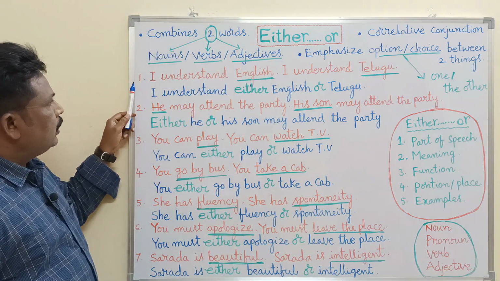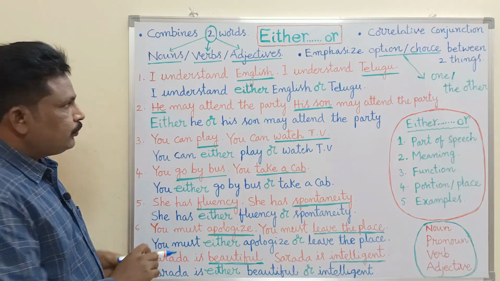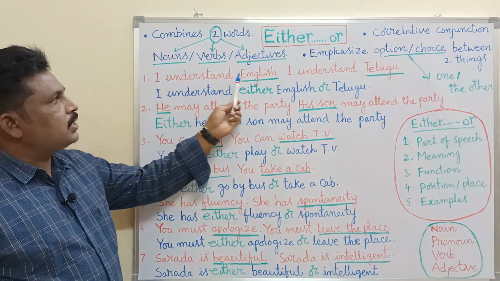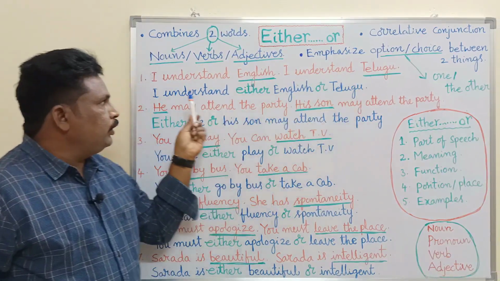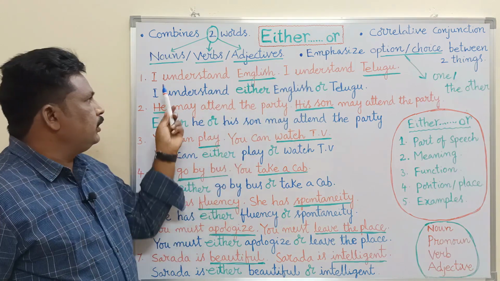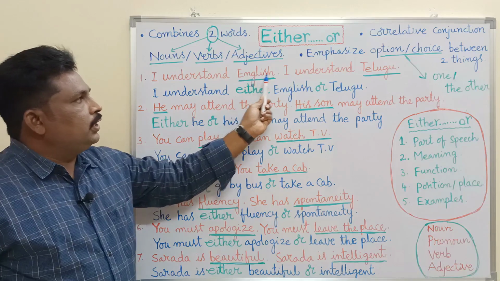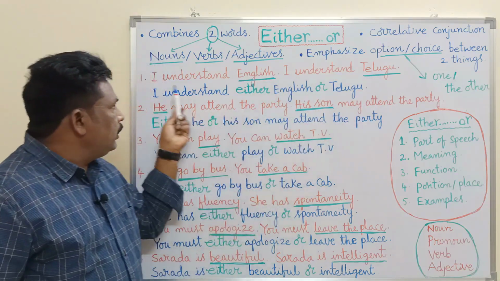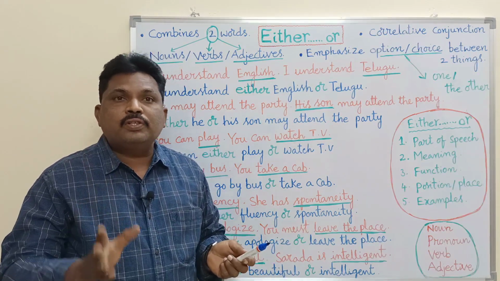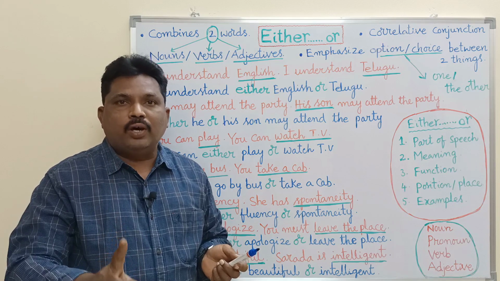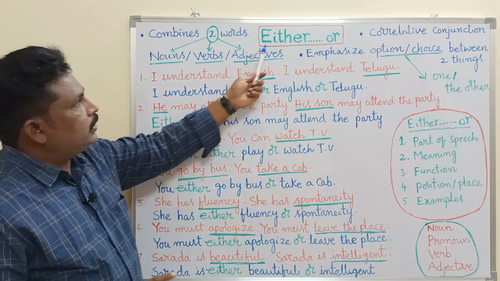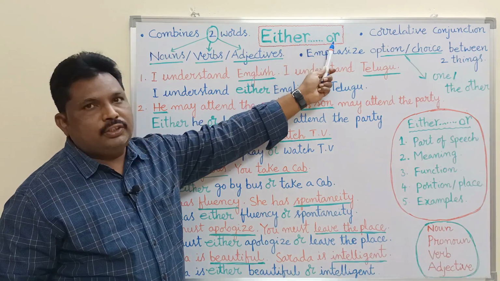First example: I understand English. Full stop. I understand Telugu. We have two sentences. When you observe these two sentences, only one word is different. In the first sentence, English is the word. In the second sentence, Telugu is there. The remaining, I understand, is the same in both. So when two expressions are the same, we have to avoid one and use only one, because we are asked to combine the two sentences using the conjunction either or.